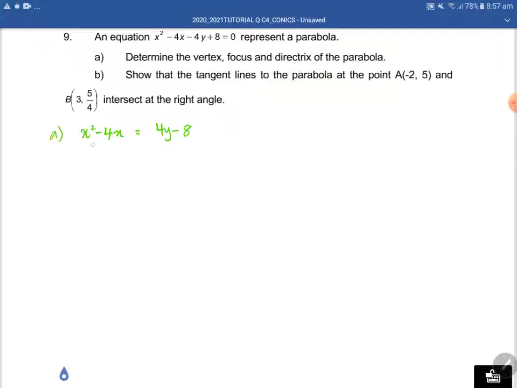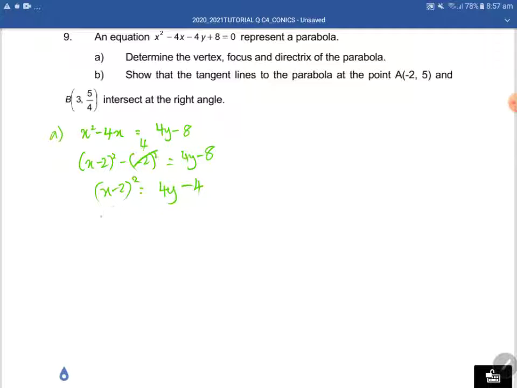On the left side, we can apply the CTS. So what we have here is (x minus 2) all squared minus (negative 2) squared, equal to 4y minus 8. This is a constant, negative 2 squared is equal to 4. If we bring it to the right side, because it's a constant, we have 4y minus 8 plus 4, which will be 4y minus 4.